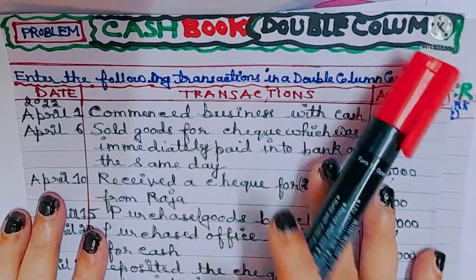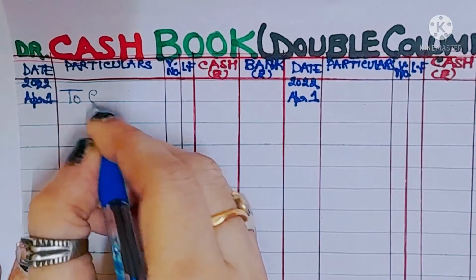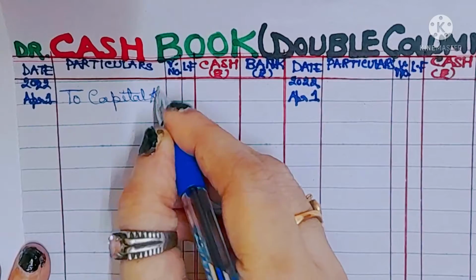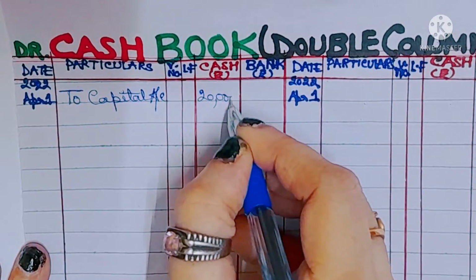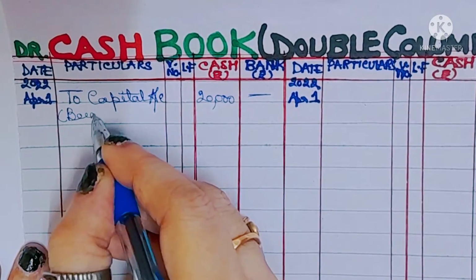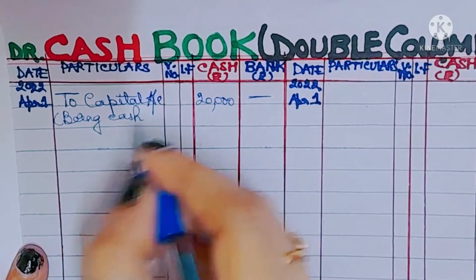Okay? So let's write. On 1st April, to capital account, how much? 20,000 in the cash column. Narration will be being cash introduced as capital.